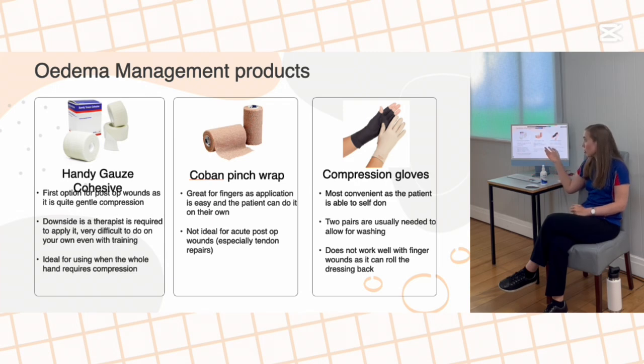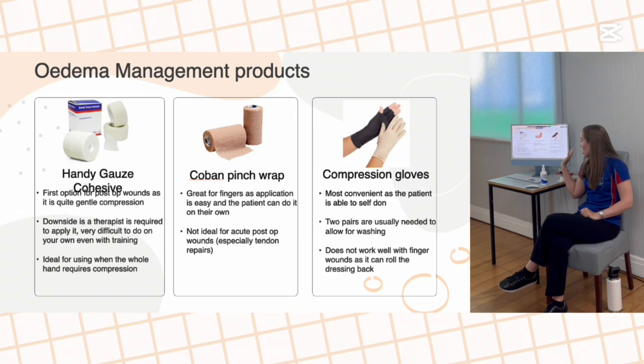Which is also why we like using Handy Gauze for a tendon repair post-op, just because then we know it's not putting too much pressure on it. And then the Coban will give someone a roll. If it's a finger especially, we can just get them to cut a piece and then they can pinch it themselves and fold it over.